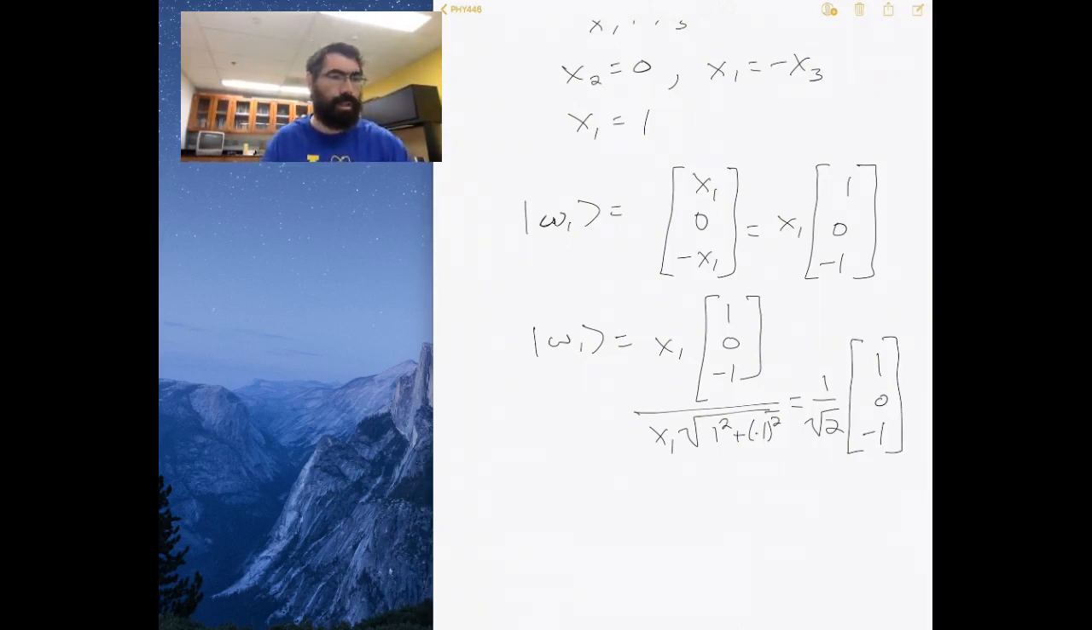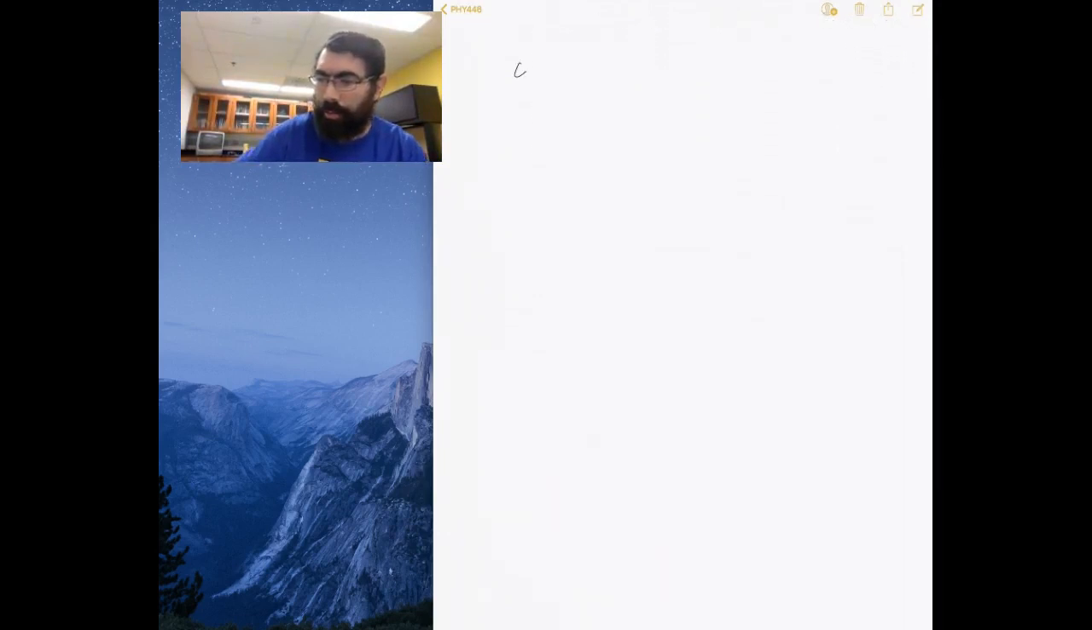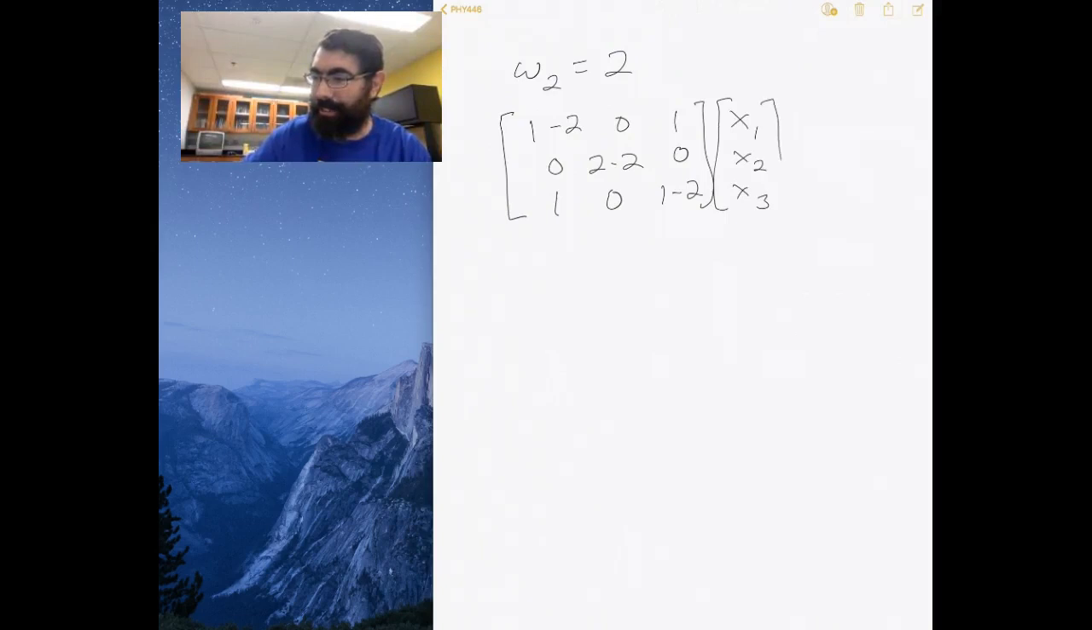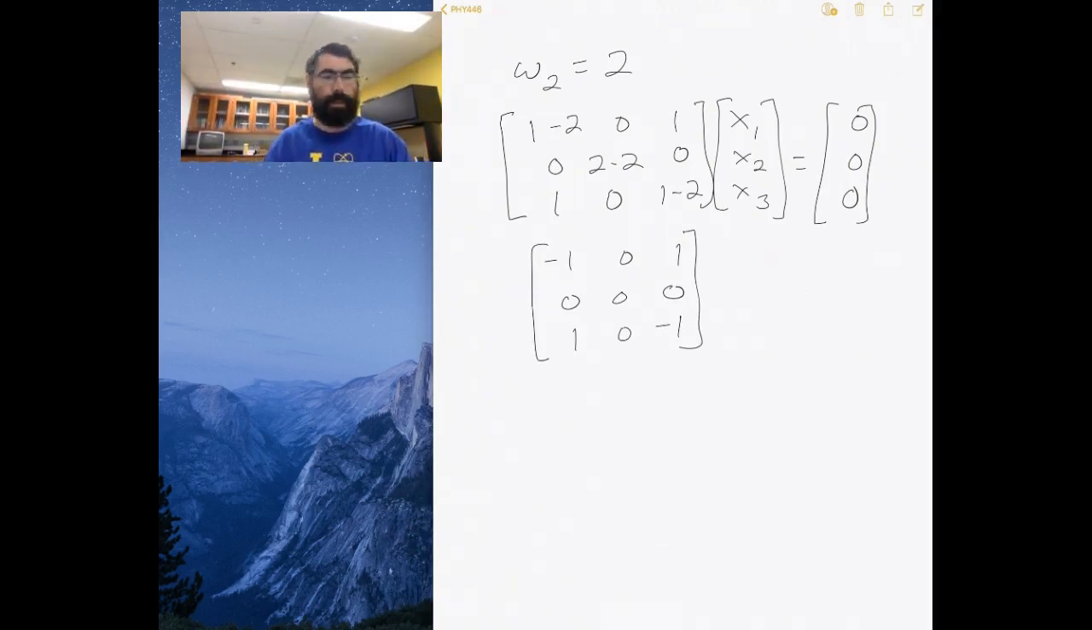So now let's take a look at the case of the second eigenvector. So now omega 2 is equal to 2. We could write out the matrix equation again. 1 minus 2, 0, 1; 0, 2 minus 2, 0; 1, 0, 1 minus 2, times x1, x2, x3 is equal to the null vector, 0, 0, 0, like so. And so what we get is -1, 0, 1; 0, 0, 0; 1, 0, -1 times x1, x2, x3, and that's equal to 0, 0, 0.